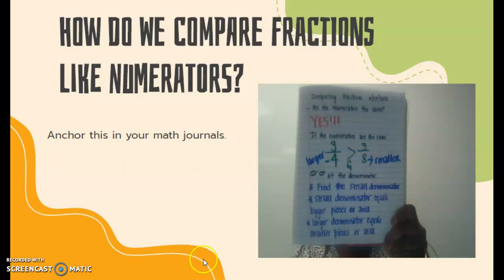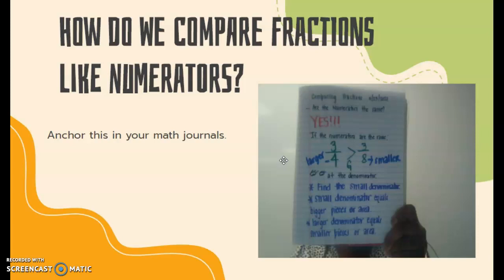How do we compare fractions with like numerators? Yesterday we learned how to compare fractions with like denominators, and if the denominators are the same, we compare those fractions looking at the numerators. And so just like with whole numbers, we compare the numerators based on the greater number in the greater numerator.